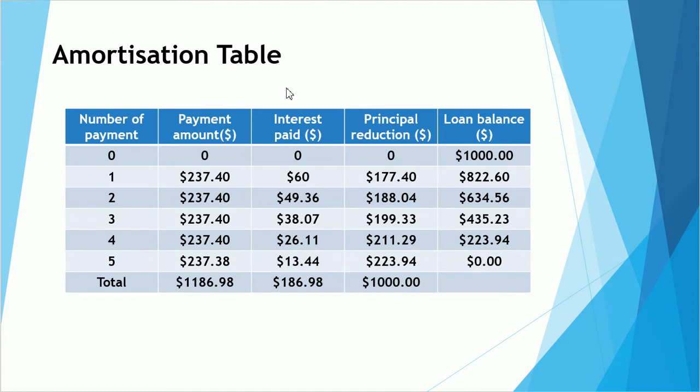So here's our amortization table completed for the 5 different payments. We started owing $1,000. In the end, we've paid a total of $1,186.98. The total interest paid adds up to $186.98, which is simply the difference between our loan balance and our payment amount. And we've paid off $1,000 in principal reduction.